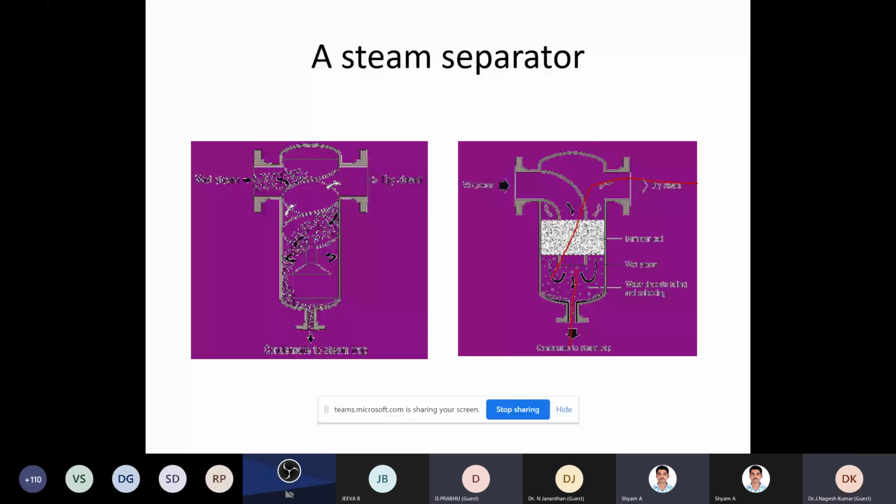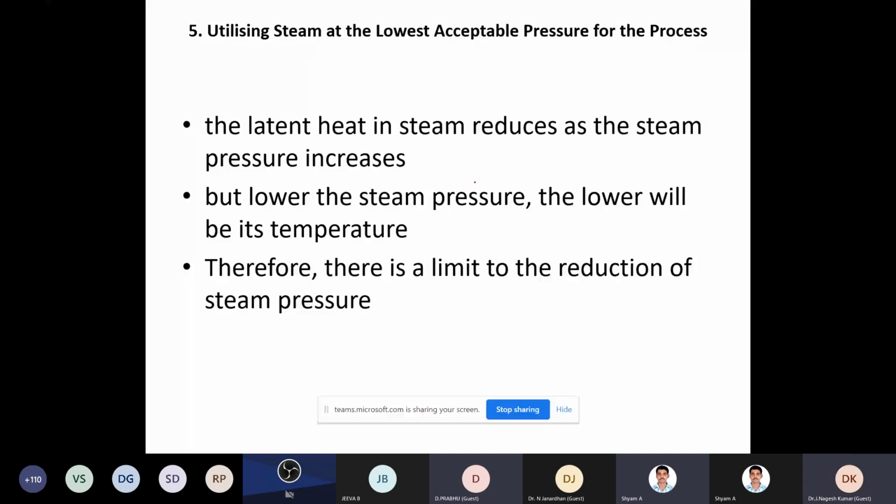Utilizing steam at the lowest acceptable pressure. So we have seen, why lowest? Because the enthalpy, the latent heat, is maximum at the lower pressure. But at the same time, it has to be acceptable, because the lower the steam pressure, the lower will be its temperature.